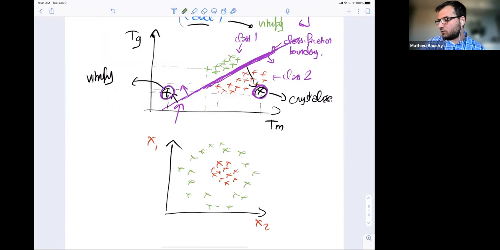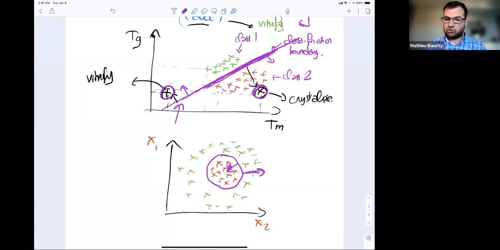In that case, if you want to train a model that can learn how to predict which glasses crystallize and which ones do not, then a linear decision boundary would not work in this case, right? So you would need, in that case, a model that is able to say that the boundary is something like that. Everything that is inside this circle would crystallize. Everything outside would vitrify. So the decision boundary doesn't have to be linear.